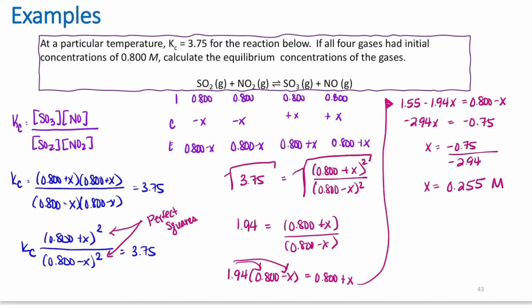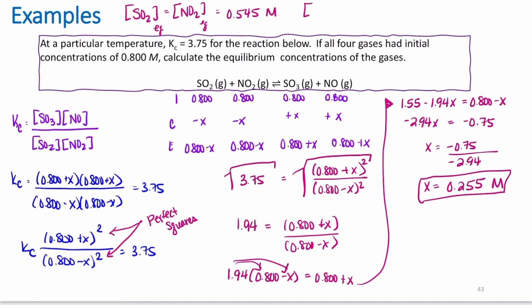That is a molar concentration. And so now what are my equilibrium concentrations? Well, my concentration of SO2 at equilibrium equals my concentration of NO2 at equilibrium, and those will be equal to 0.8 minus 0.255, 0.545 molar. And my concentration of SO3 at equilibrium equals my concentration of NO at equilibrium, and that will be equal to 1.055 molar at equilibrium.